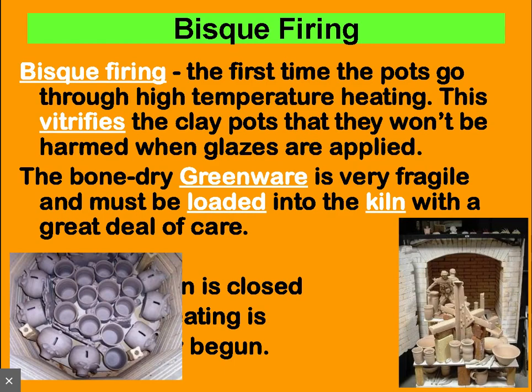Bisque firing is the first time the pots go through the high temperature heating. This vitrifies the clay pots so that they won't be harmed when glazes are applied. The bone dry greenware is very fragile and must be loaded into the kiln with a great deal of care. The kiln lid is closed and the heating is slowly begun.